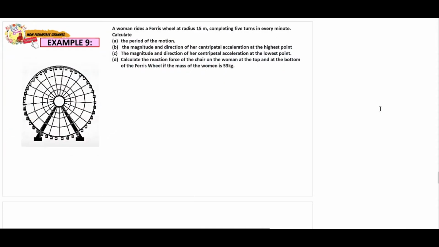Alright, so for this video, this is the last video for chapter 6. So we're going to discuss example number 9 and number 10. Okay, so let's read the question first. So here we have a woman rides a Ferris wheel at radius 15 meter, completing 5 turns in every minute.